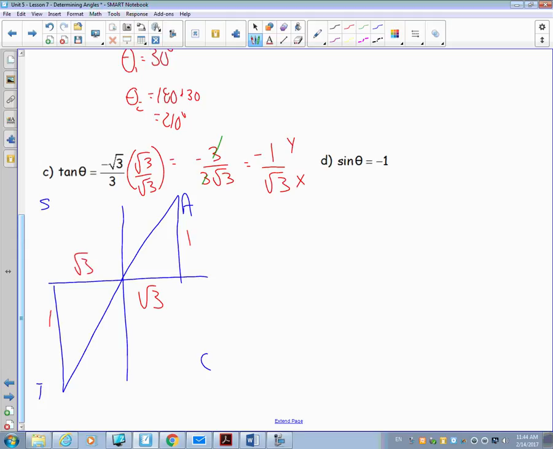Oh, you know what? I did not notice the question, and tan was negative. My pictures are wrong, right? My signs won't make sense. We gotta fix this, sorry.